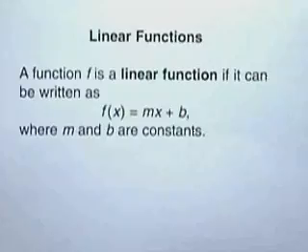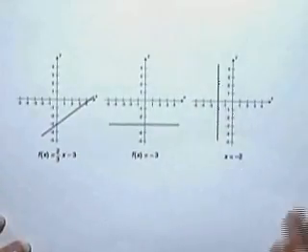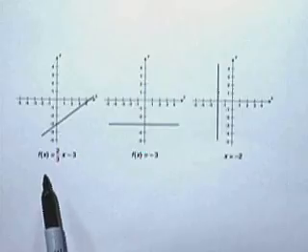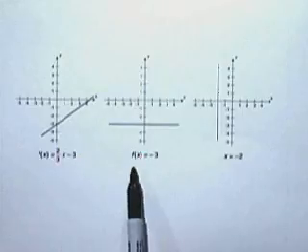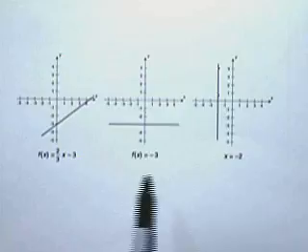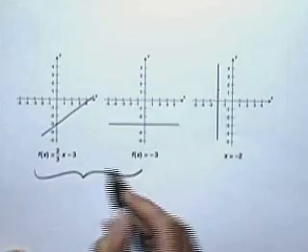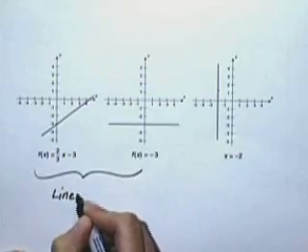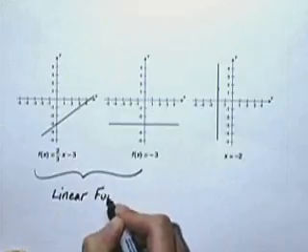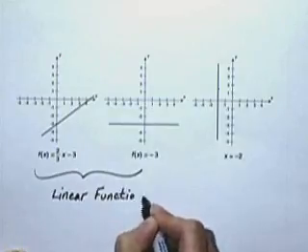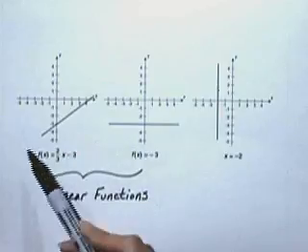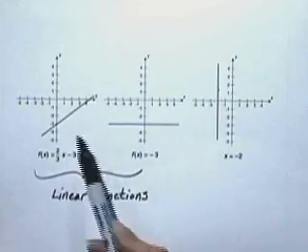A function f is a linear function if it can be written as f of x equals mx plus b, where m and b are constants. Let's take a look at a few graphs. We have f of x equals 2/3 x minus 3 and f of x equals negative 3. Both of these describe linear functions. And we can see that the graphs of each of these functions is a straight line.